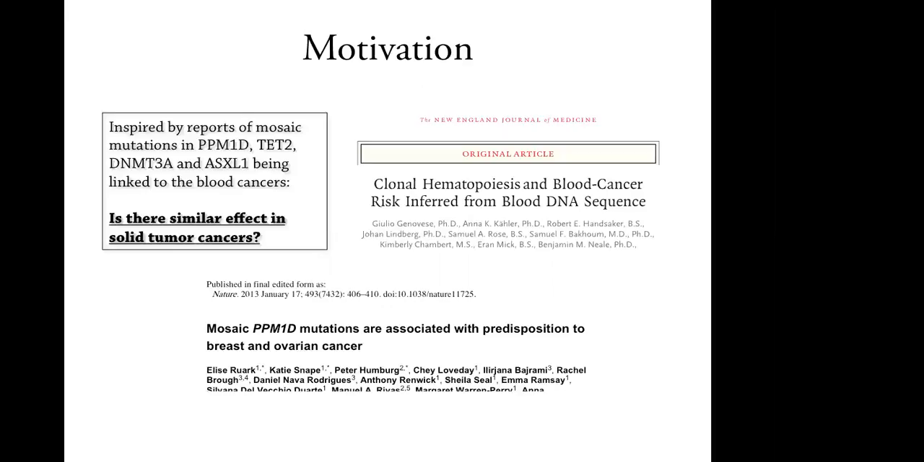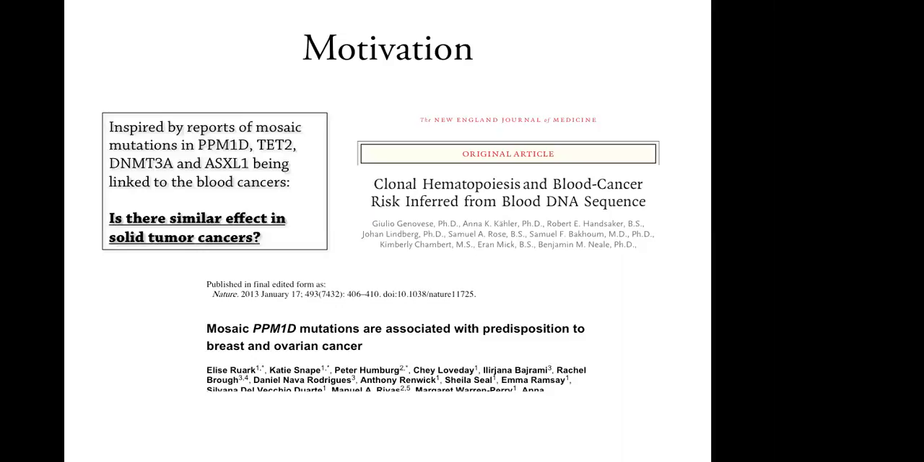which is a reasonable thing. So this is an event taking place in blood, so somehow affecting the bone marrow. So that intuitively could be quite clearly linked to the blood cancers. So the 4 genes have been identified out of this paper. Those are PPM1D, TET2, DNMT3A, and ASXL1.